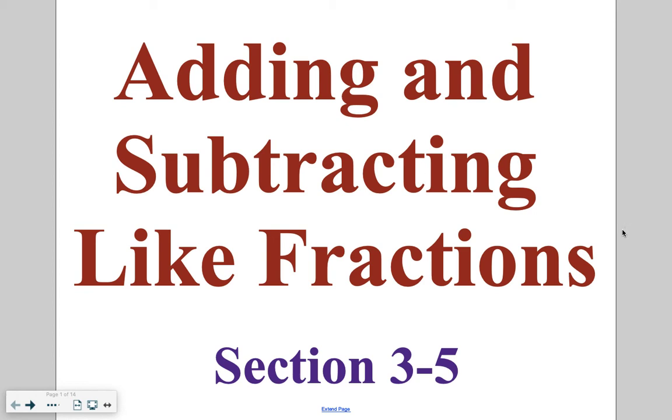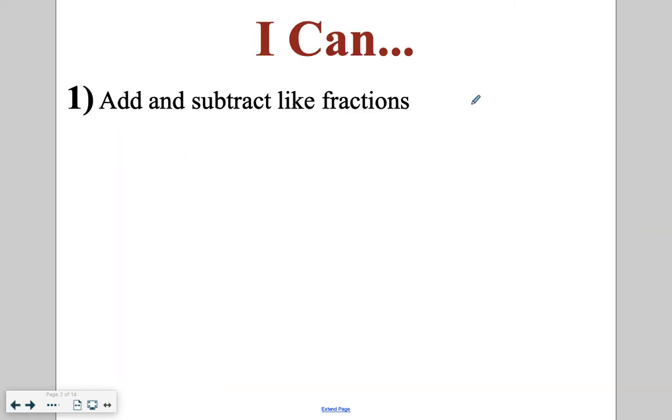Hello students, and welcome to section 3.5, which is about adding and subtracting like fractions. By the end of today's lesson, you will be able to add and subtract like fractions.